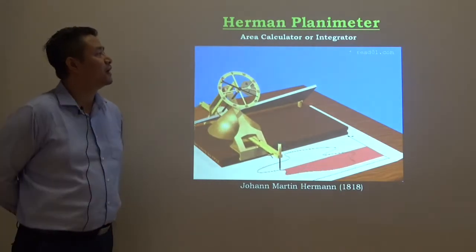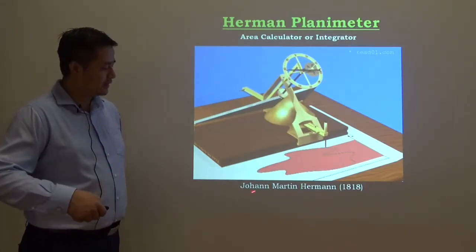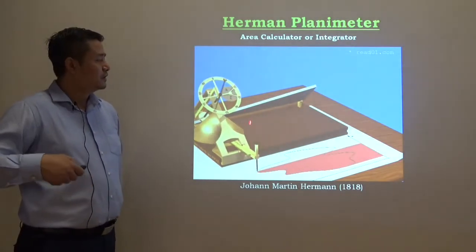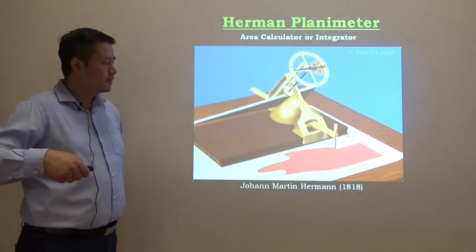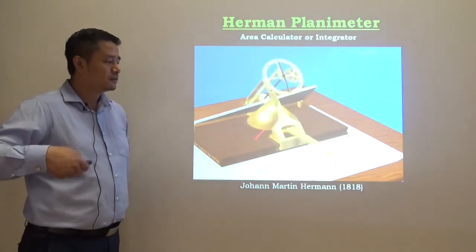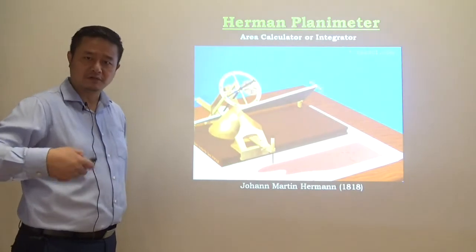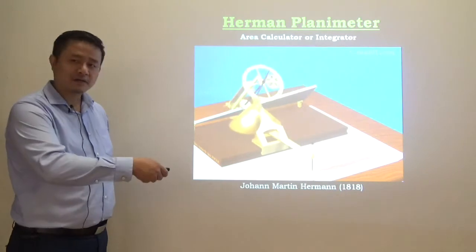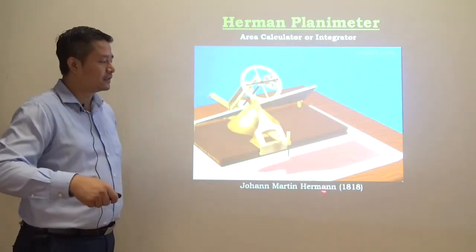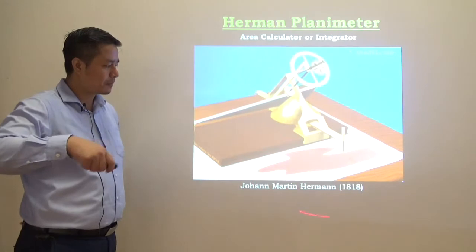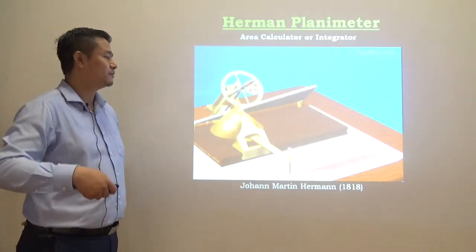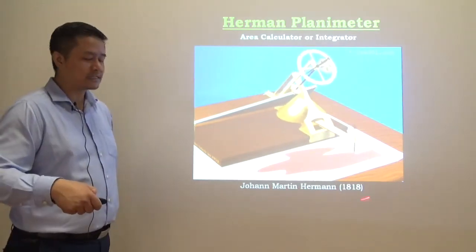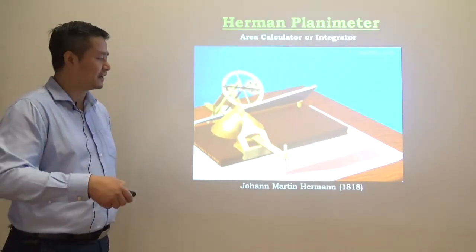Now this is a Herman Planimeter devised by Johann Martin Herman in 1818. This is a mechanical setup which does the kind of integration which we have known in calculus, in mathematics. Given a curve or given a shape, it can calculate the area or integrate the function. So this dates back as old as the year 1818.